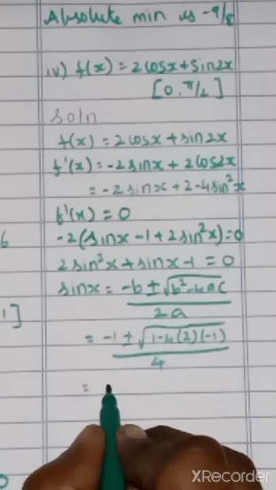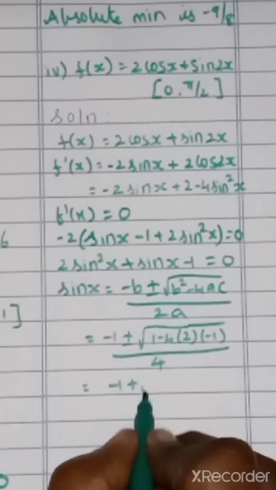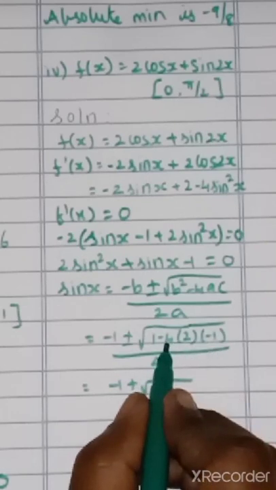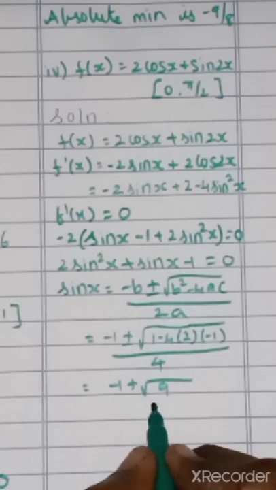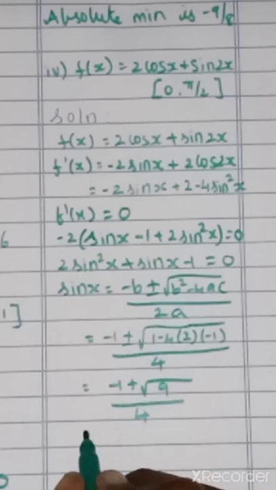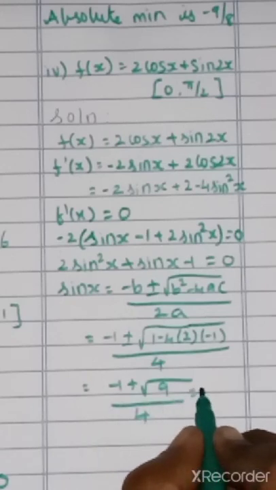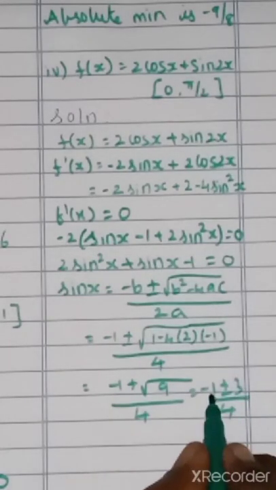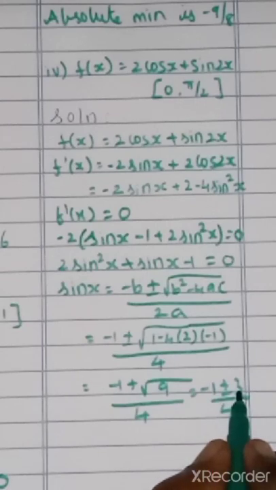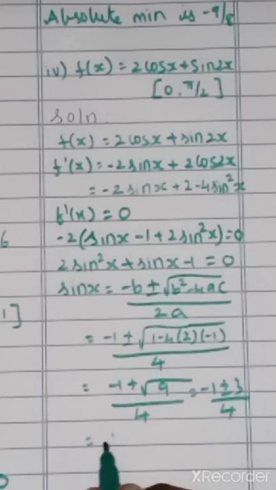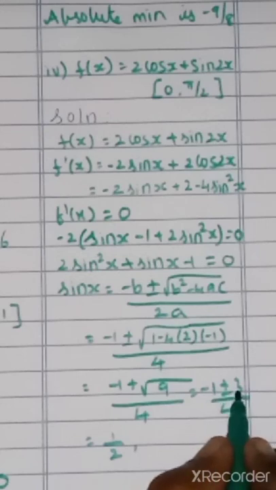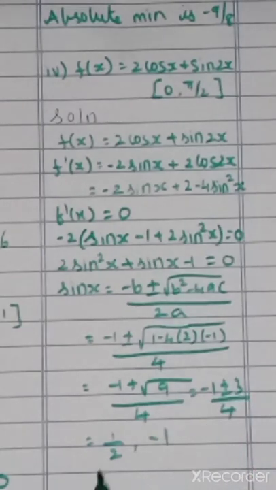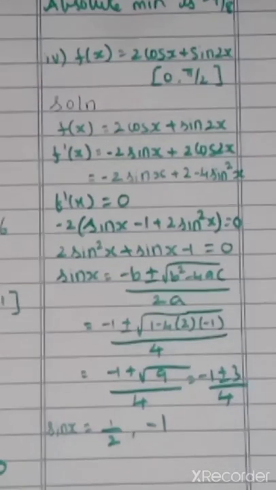Again, it's simplify பண்ணோம்னா minus 1 plus or minus square root of 4 2s are 8 plus 8, 8 plus 1, 9. 9 by 4. Again, இதையும் simplify பண்ணோம்னா minus 1 plus or minus 3 by 4. Okay, so minus 1 plus 3 எவ்வளோ 2. 2 by 4 is 1 by 2, comma minus 1 minus 3 is minus 4 by 4 is minus 1. So these are the two values. என்னது sin x equal to 1 by 2 comma minus 1.